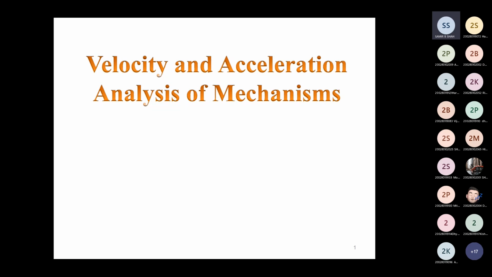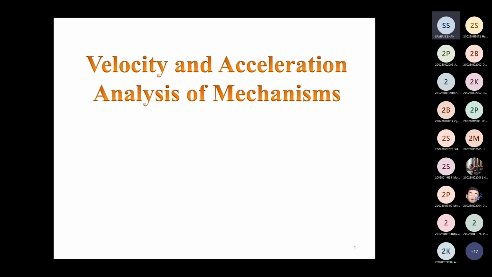Sometimes the angular velocity is not given and the speed is given instead. In that case we calculate omega with the help of omega equals 2 pi n by 60, right? So these are the important points from the magnitude point of view. And for the direction, the velocity is perpendicular to the space diagram, to the link.